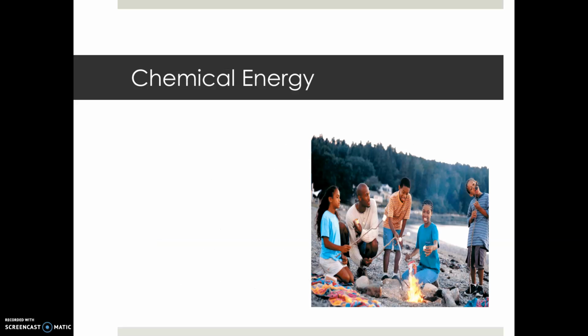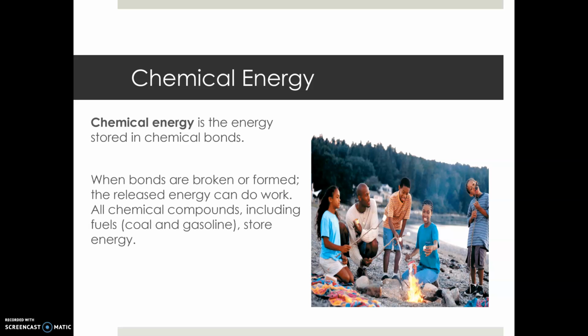So that's nuclear energy. Now, chemical energy is probably one of the most common types of energy that we come in contact with on a daily basis because it's occurring in our bodies at all times. So chemical energy is the energy that is stored within chemical bonds. And when those bonds are broken or formed, energy is going to be released, just kind of like we saw with the nuclear energy. All chemical compounds are going to have some kind of stored energy. So this would also be a type of potential energy.